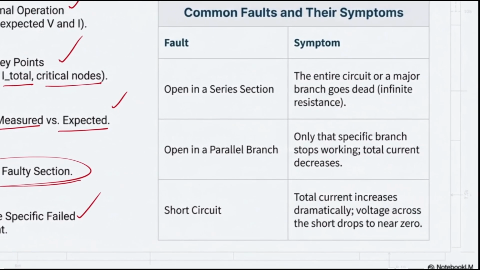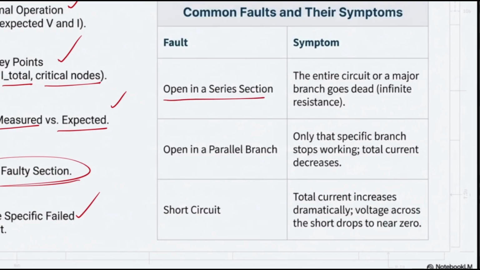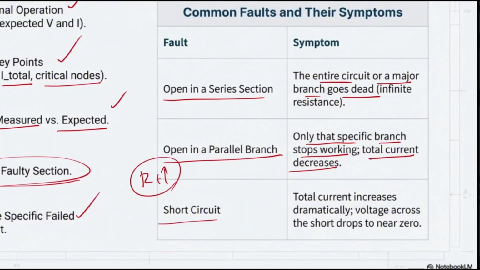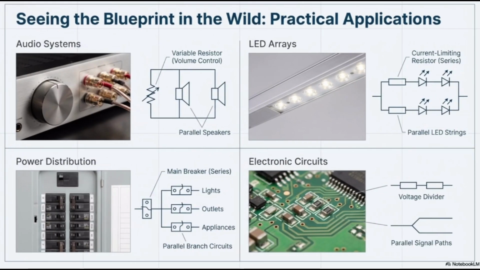Some of the common faults are an open in a series section. At this point the entire circuit or major branch goes completely dead, because as we just talked about, that is one of the main issues of the series circuit. And when you do have an opening in a parallel branch, only that specific branch is going to stop working, but total current is going to decrease. Why? Because our total resistance is going to increase. Finally, we do have a short circuit. Total current is going to increase dramatically. Voltage across the short drops to near zero, and this is a very dangerous situation.